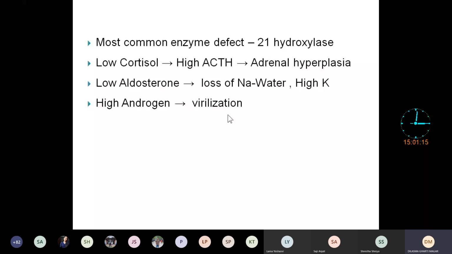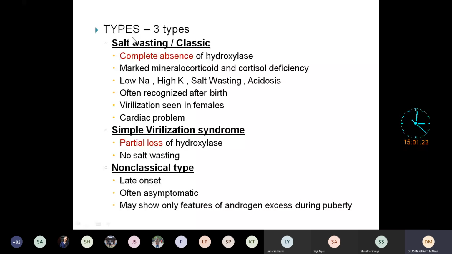So now we'll come to the different types of congenital adrenal hyperplasia. So there are 3 different types. So first one is the salt wasting, understood here. So salt wasting means there is the loss of the sodium and then the water. That's why it is known as a salt wasting, and it is a classical type. So here, in case of the salt wasting or the classical type, there is a complete absence of the hydroxylase. Understood it?